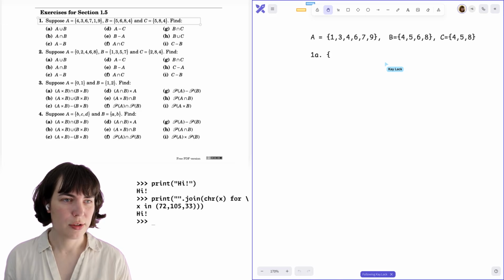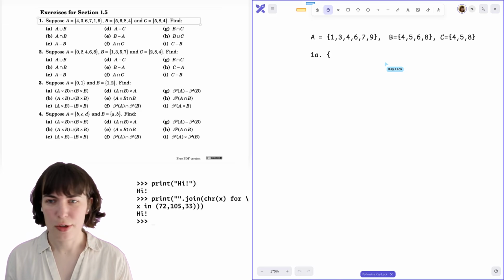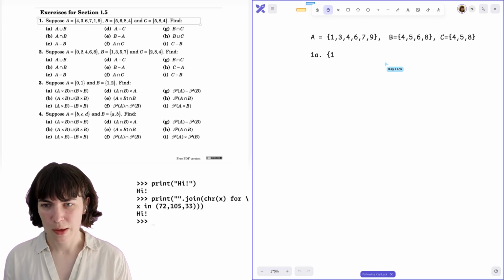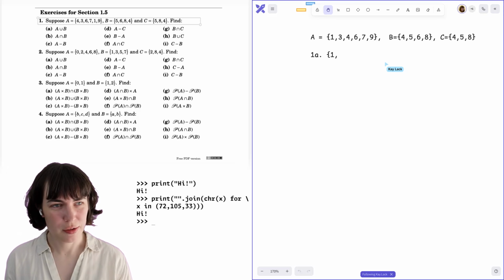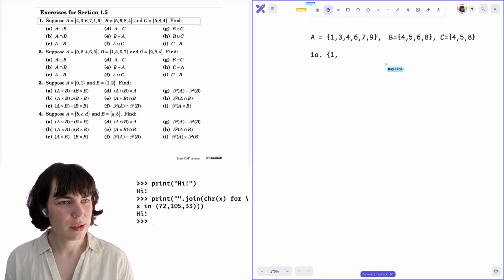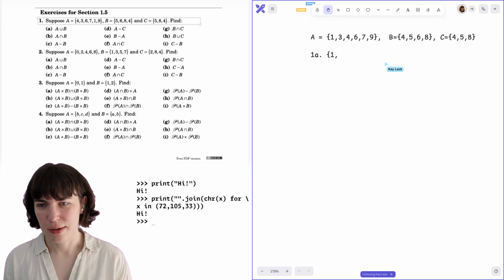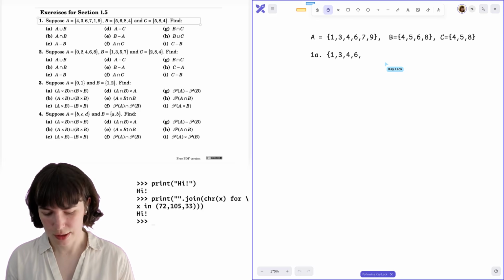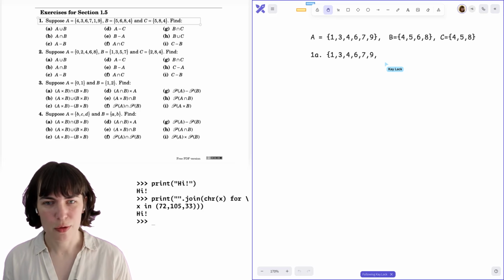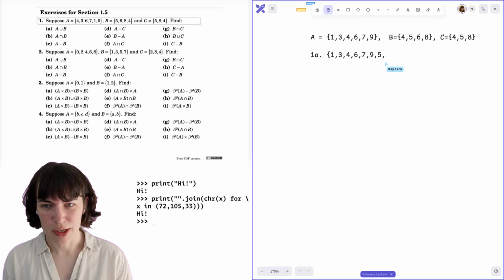Now we've got 1A. Okay, so we're taking the union, so we're going to have 1, wait, okay, let me do this properly. 1, 3, 4, 6, 7, 9. We've already got 4, already got 6, and we need 5 and 8.